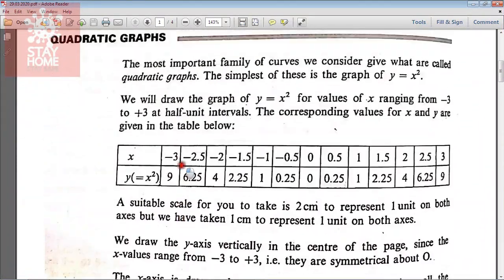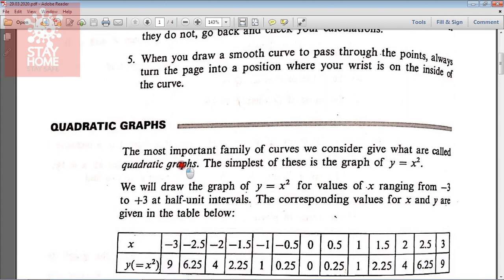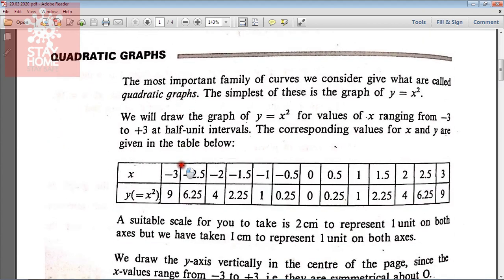These are the main points you should keep in your mind to draw the graph. Now come towards the quadratic graph. For finding the quadratic graph, you have this quadratic equation. Here you can see the value of x is in the square form. y is equal to x square.